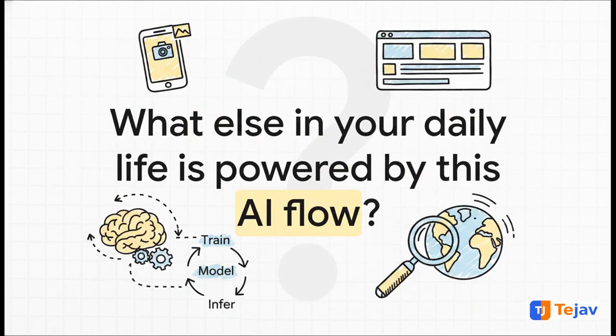So I'll leave you with this final thought. Now that you get this fundamental cycle, train, model, and infer, start looking for it. Where else in your daily life do you see it working? I'm talking your phone's camera, your social media feed, your music recommendations. Our world is just full of these hidden brains. What are you going to spot next?